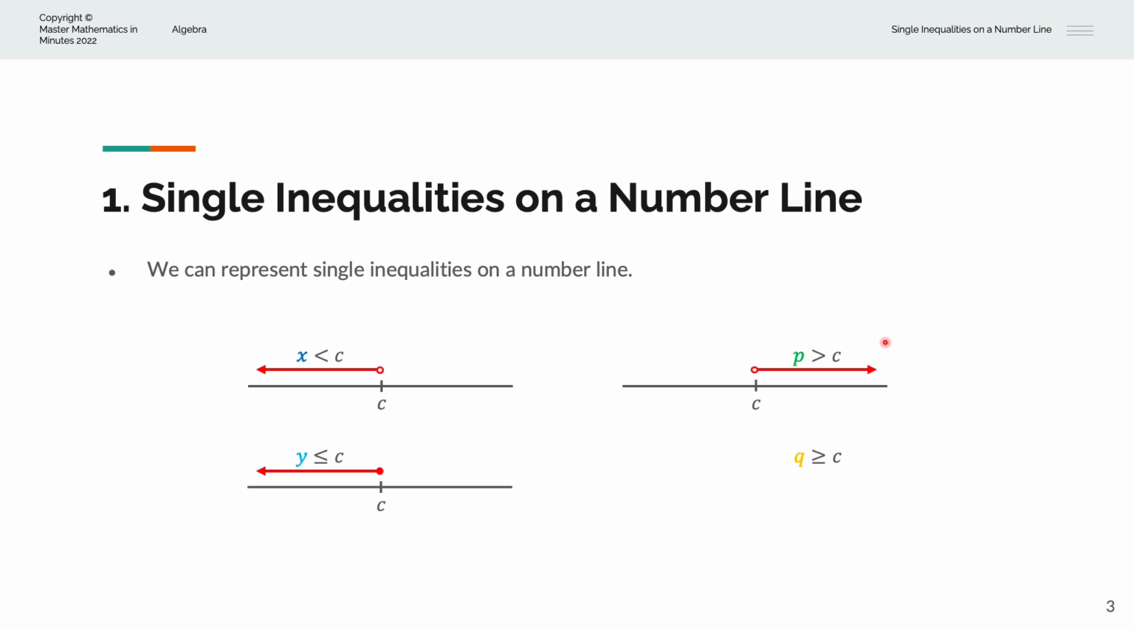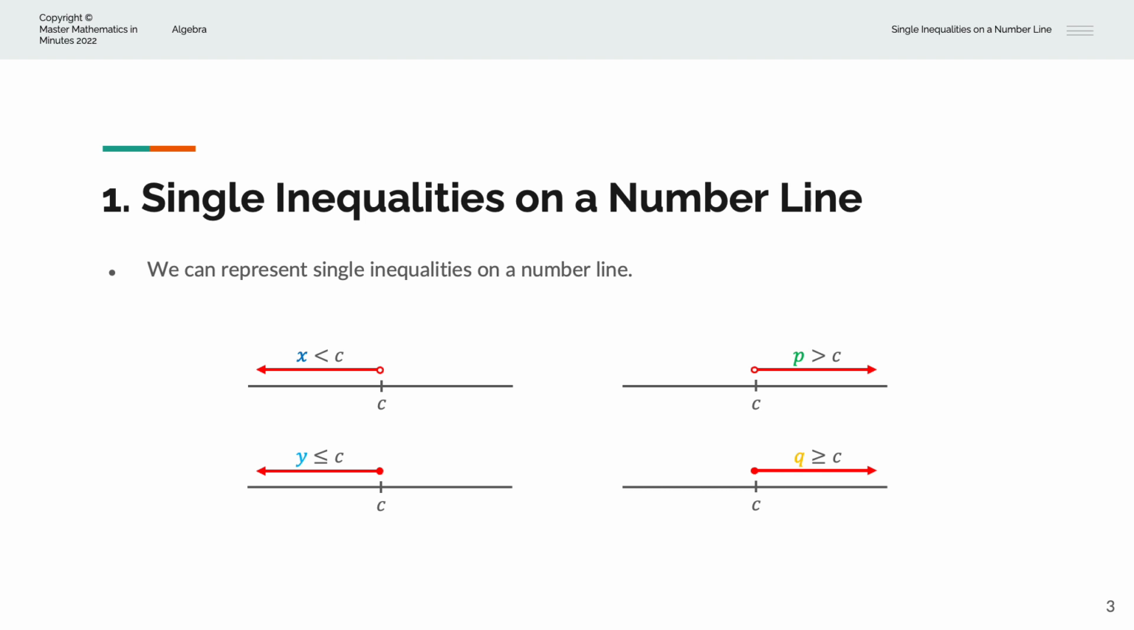The final example is where we have q being greater than or equal to c. We have a number line with the constant c, and because there's an equal sign in the inequality, we will have a shaded circle. And q being greater than c is where the arrow is pointing towards the right.